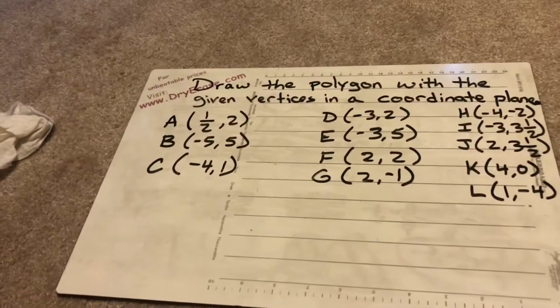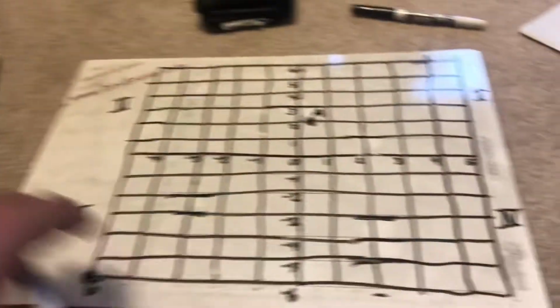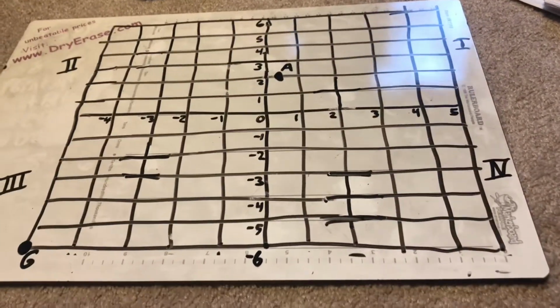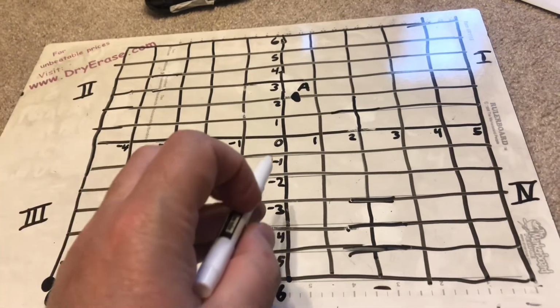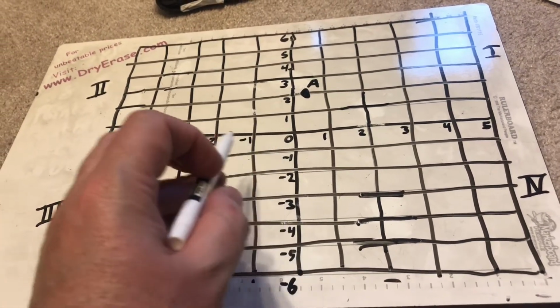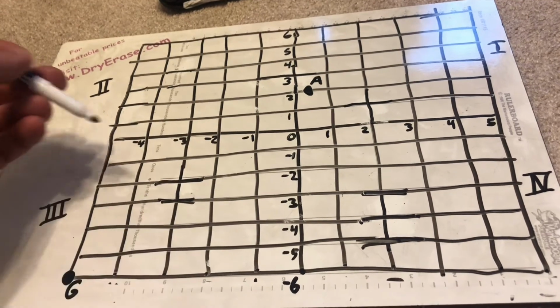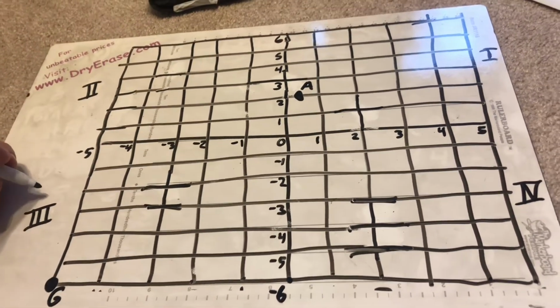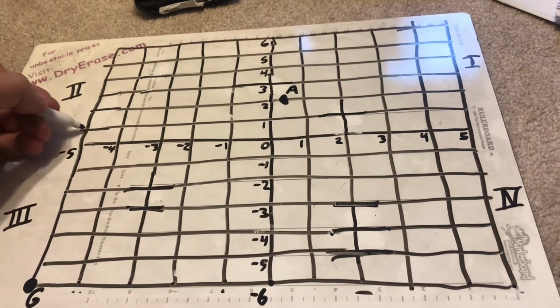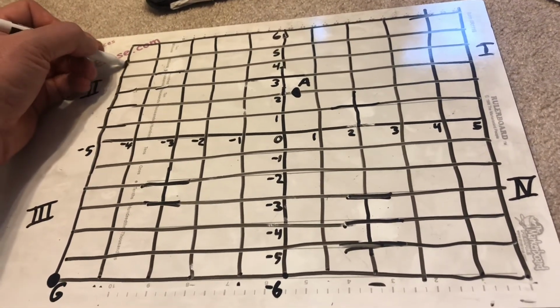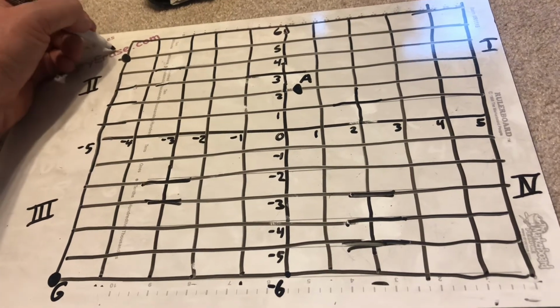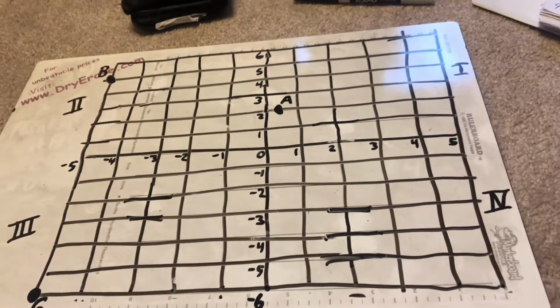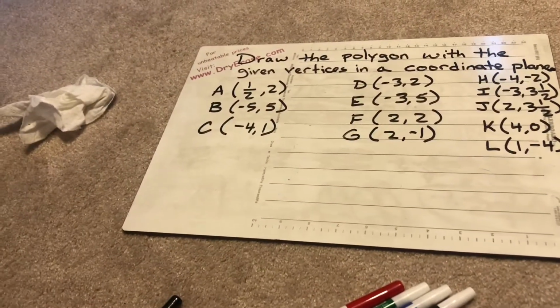And it says, well, point B is at -5, 5. So this is all reviewing from plotting points. -5, 5. So I'm going to be going over to the left 5. 1, 2, 3, 4, 5. There's no -5 there, but I can put that there if I want. And then it said up 5. So 1, 2, 3, 4, 5. There's that. And point B.